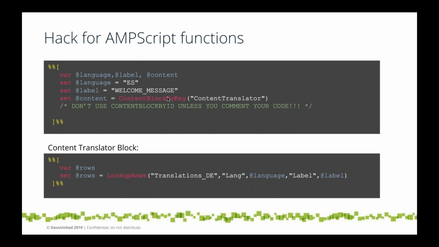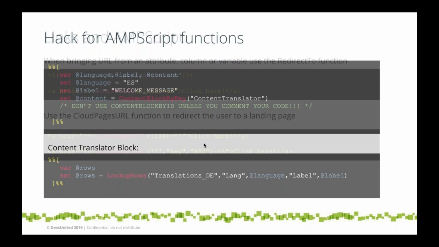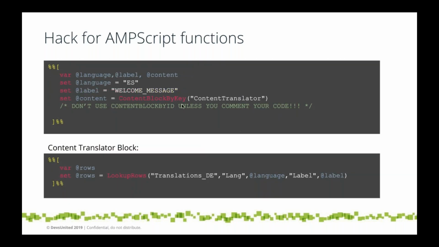There is a function called ContentBlockByKey. You can store a reusable piece of content in Marketing Cloud and call it by the key, and that renders and returns the code that you have. AMPScript renders all at the same time when you render. So if you're making content area block calls that have AMPScript inside, it's going to run that AMPScript in order from top to bottom.